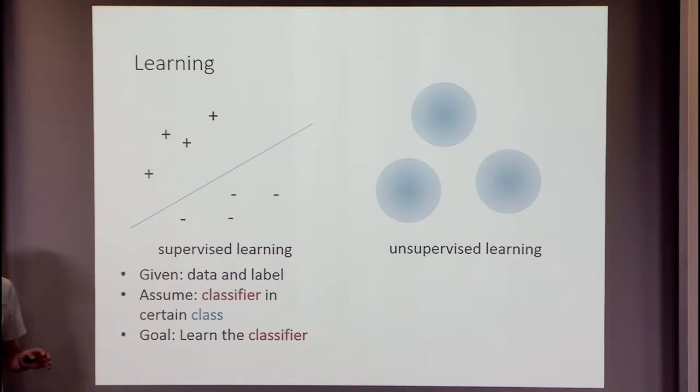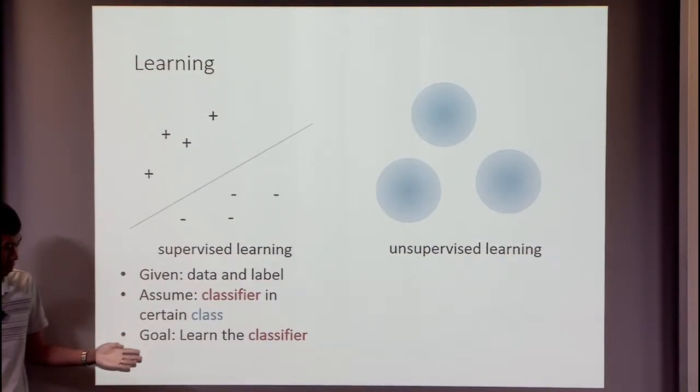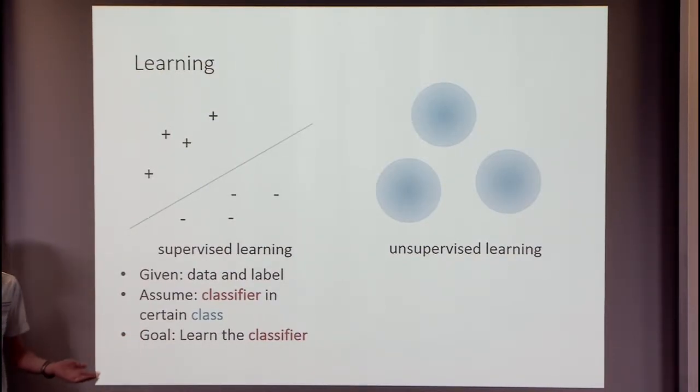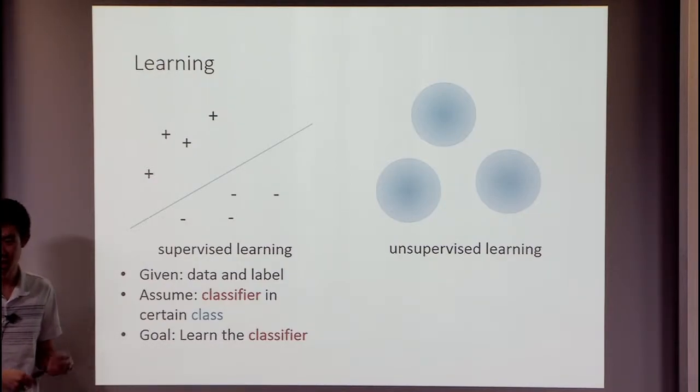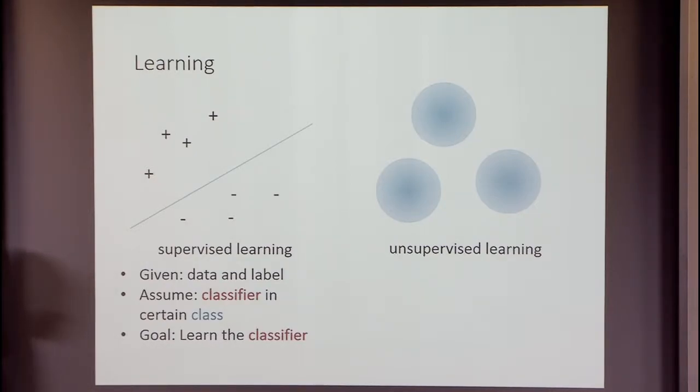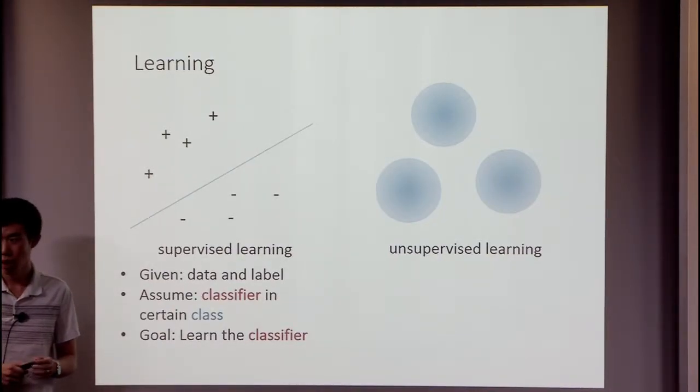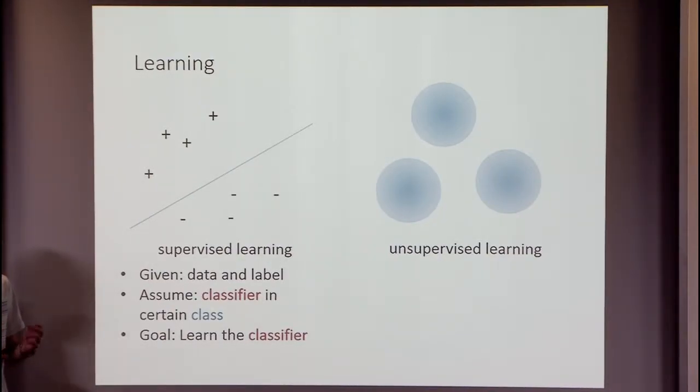The underlying assumption or belief is that there should be some simple classifier in a certain class, and this classifier is able to give correct labels to at least most of the data. And the goal of learning is just to learn this classifier. But in this talk, the learning we are going to focus on is mostly unsupervised learning.